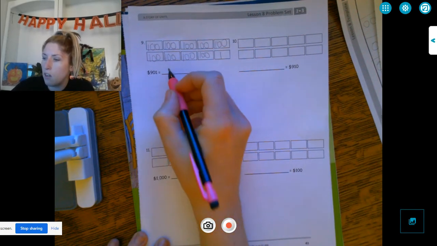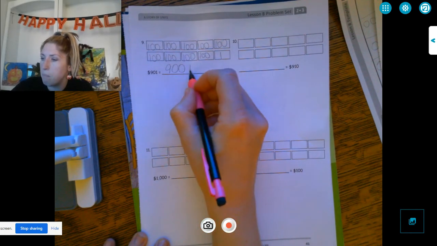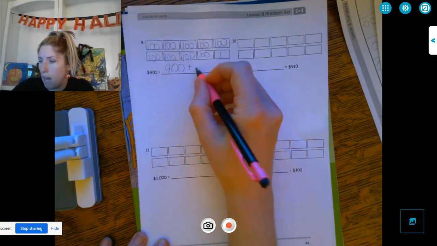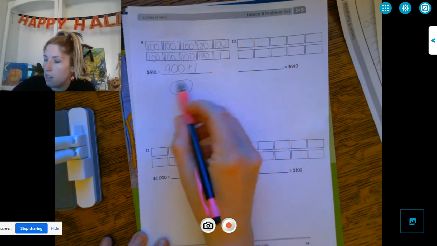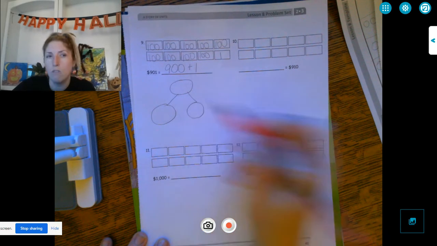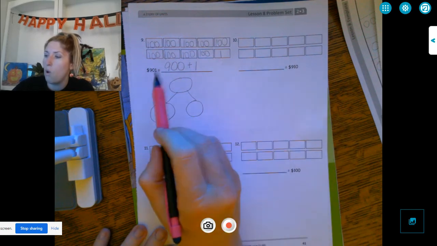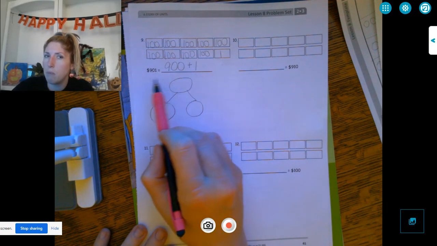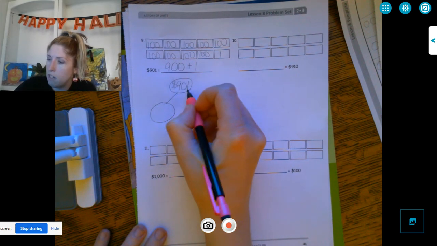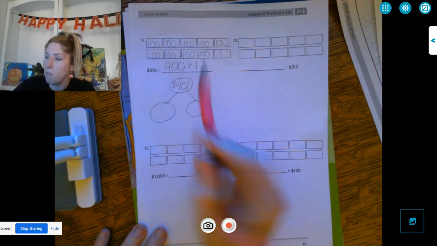Okay, now let's write it in expanded form. So we're going to do the hundreds first. We have 900 plus no tens plus 1, 1. All right. And our number bond, how many parts are we going to have? 2 parts for this one. Our whole is, which number? 901. And our parts are 900 and 1.